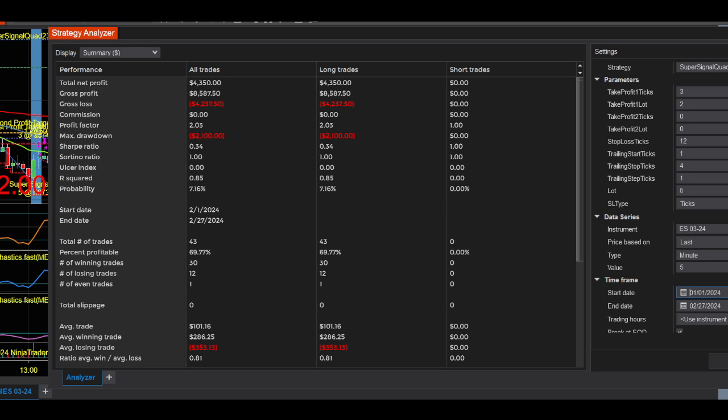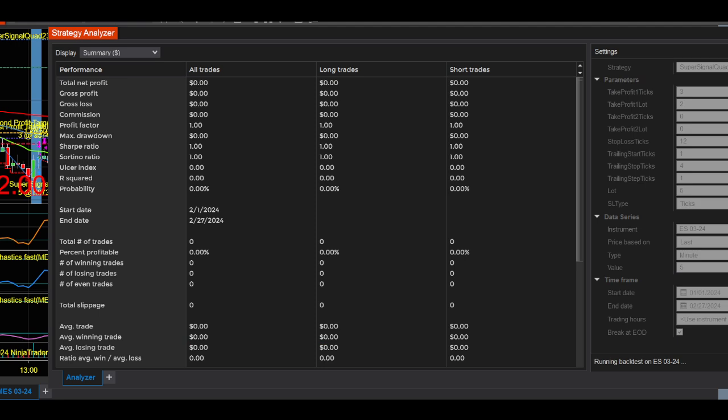Now, did we do it? No, we didn't run it. So we're going to run this. This is going back to the whole year, running the super signal on a 5-minute time frame with a tight profit area. It takes a while to go through all that data and backtest all that data.